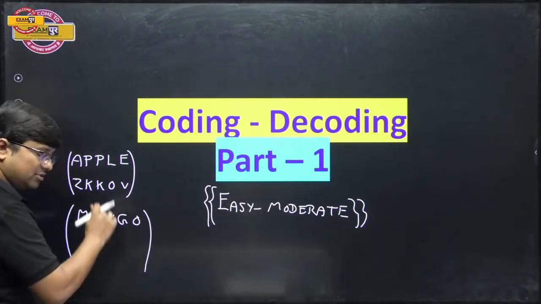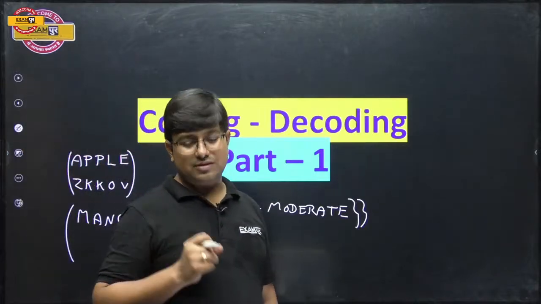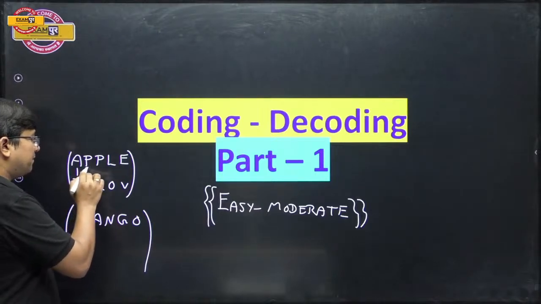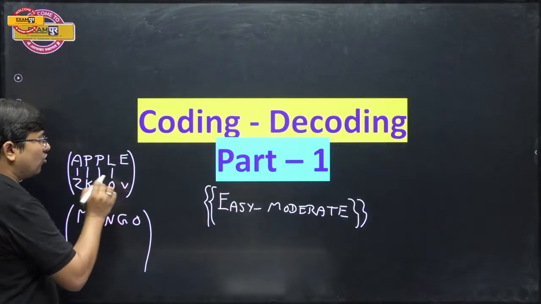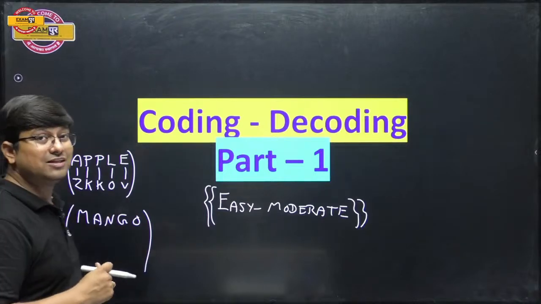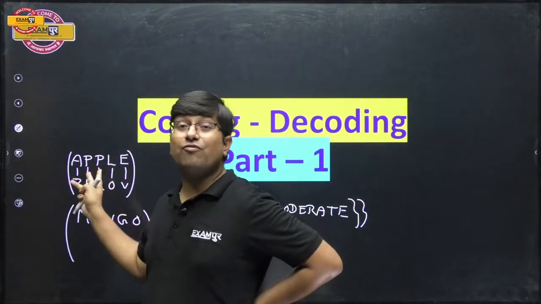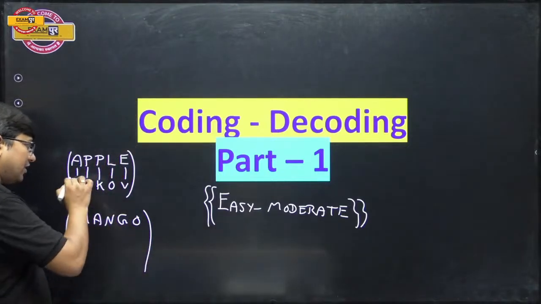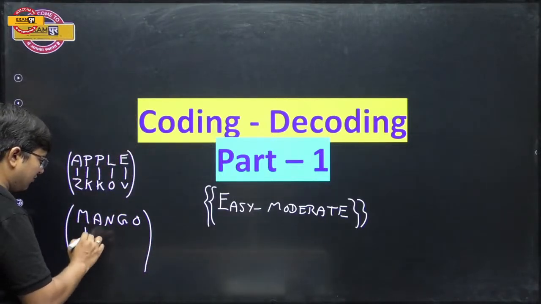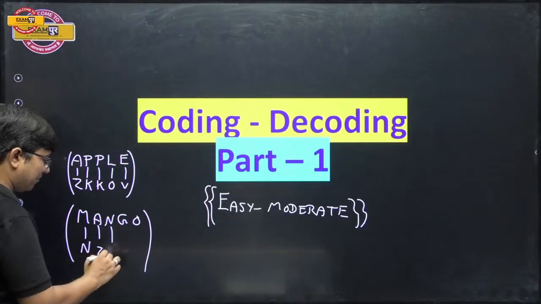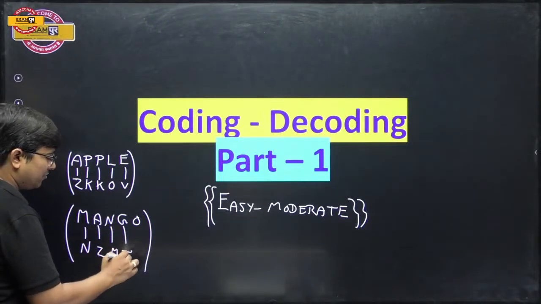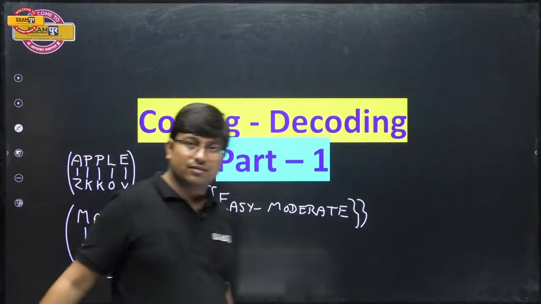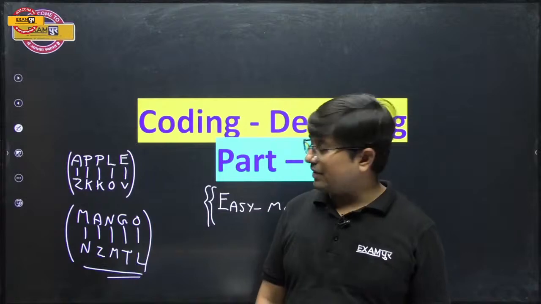Four options will be given. So what you will see? You will see the logic over here that the opposite of A is Z, opposite of P is K, opposite of L is O, opposite of E is V. I taught you this under pair of opposites in the very first class. Now over here, if opposites are going, here also, opposite of M is N, opposite of A is Z, opposite of N is M, opposite of G is T, opposite of O is L. So this is the one. All right, everybody.